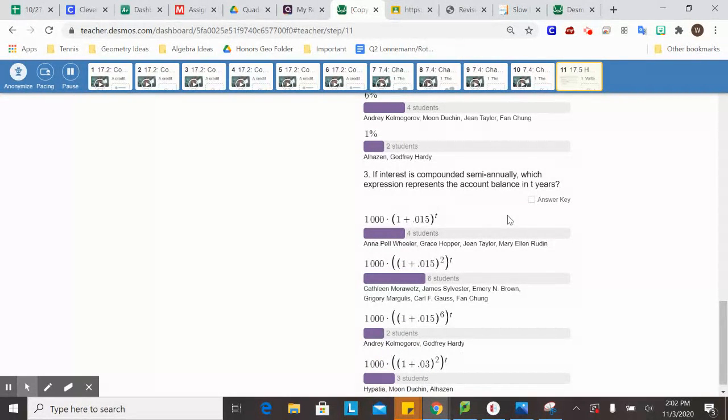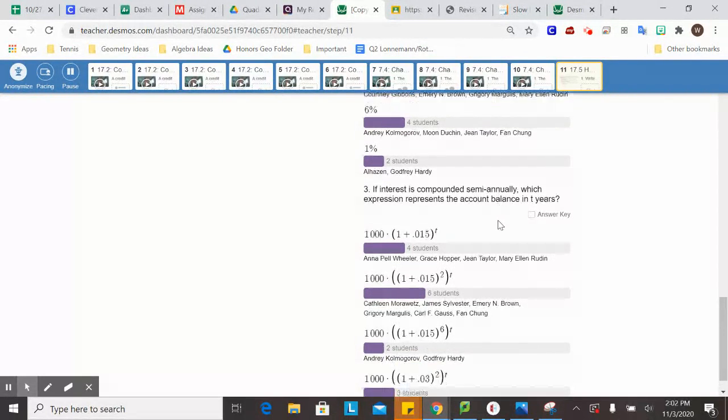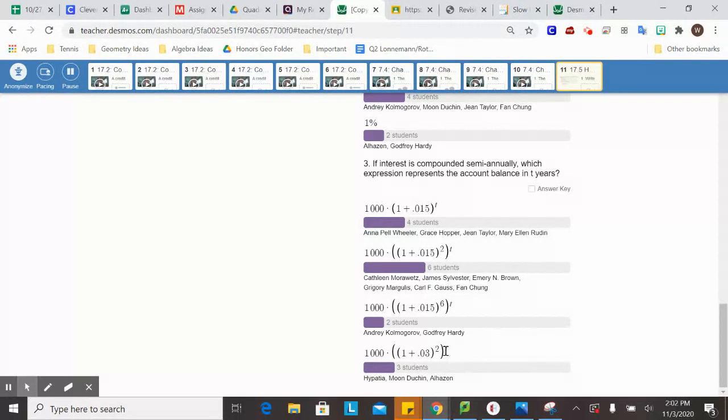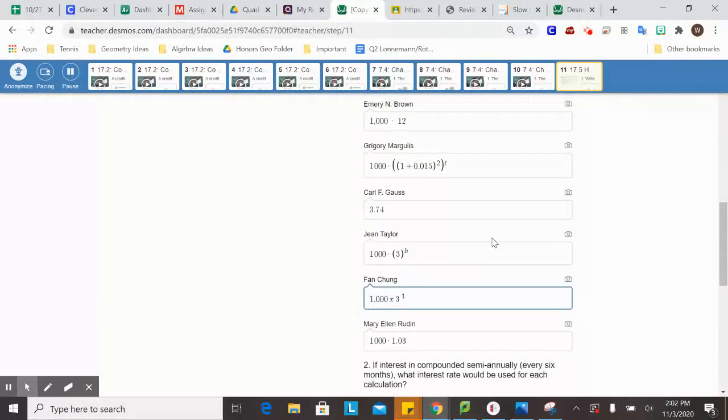And then if interest is compounded semi-annually, which expression represents the account balance in T years? We have to use that 1.5%. So I'm automatically going to eliminate this last choice. And then I have to eliminate the first choice because it is semi-annually, so I can't just raise it to the amount of years. It's twice a year, so that's why I'm going to choose this second answer right here, because I've got the 1.5% raised to the second power because it's twice a year, and then raise that to the T number of years. Okay, so hopefully that helped.